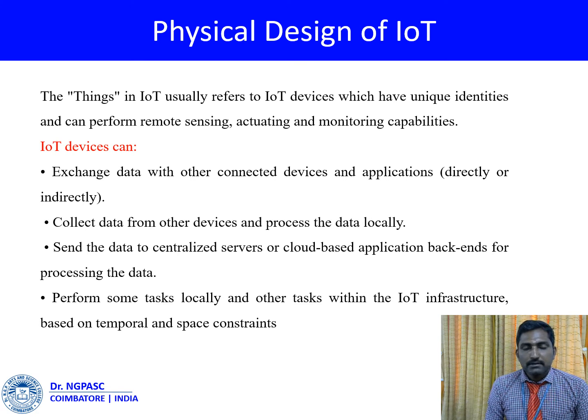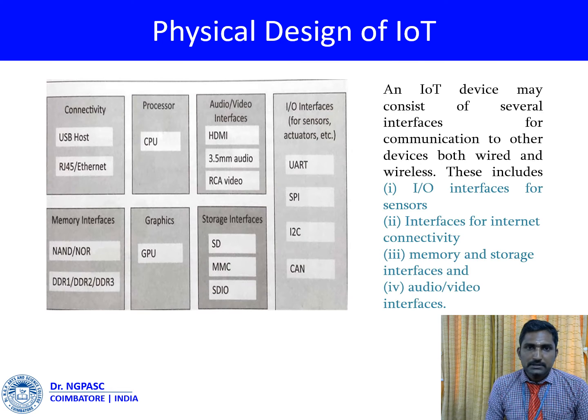The second thing, the device collects the data from other devices and processes the data locally or in the cloud. The third, the user or device sends the data to centralized servers or cloud-based application backends for processing the data. After that, some tasks are performed locally and other tasks within the IoT infrastructure based on temporal or space constraints. So this is the basic design of IoT, that is the physical design.